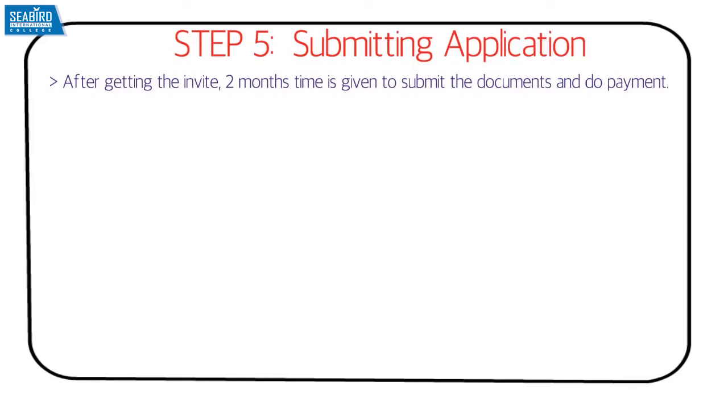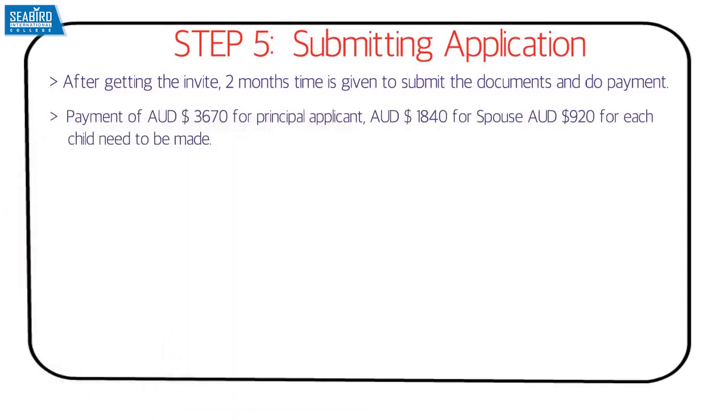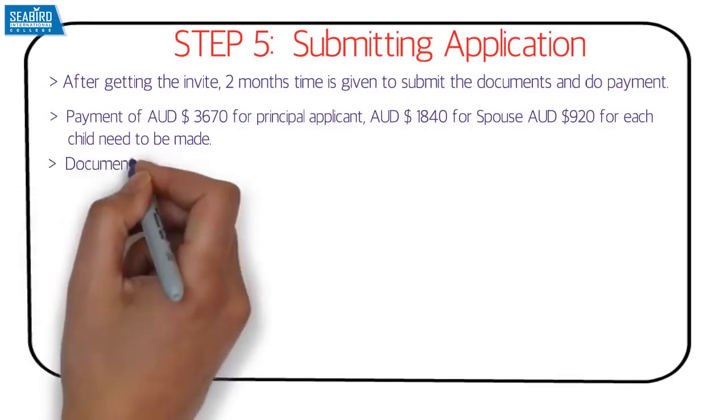So a payment of around 3670 Australian dollars is required for the primary applicant. Half of that is for the spouse, and one-fourth of the primary applicant's fee is for each child.